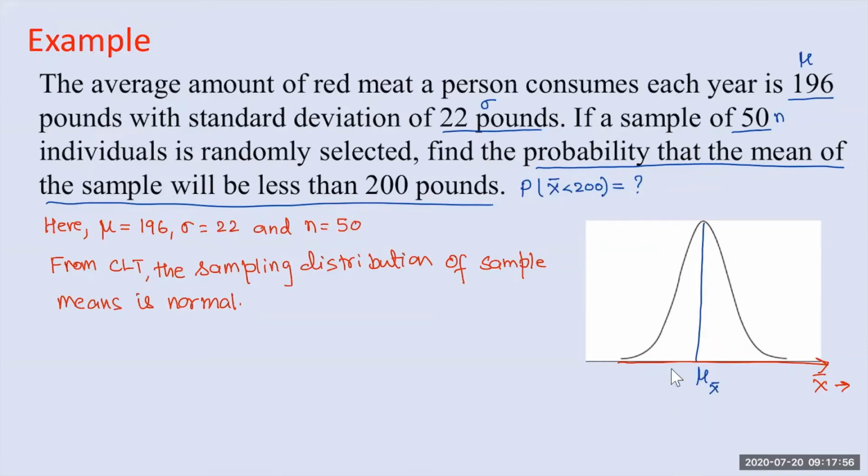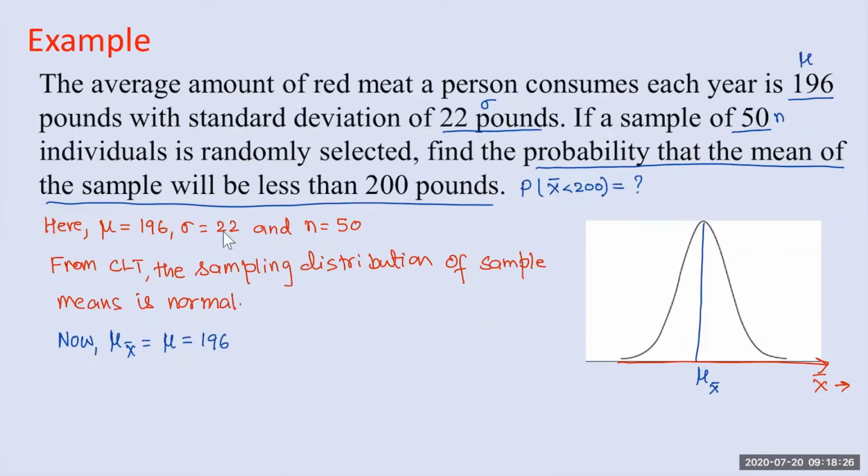Okay. So remember this is very important. The mean of the sampling distribution is always equal to the population mean. This is a formula. Mean of the sample mean is always equal to the population mean. And if you look at the population mean, it is 196. So this is equal to 196. That is something you need to know. Because in order to find the probability, we need the mean and we also need the standard deviation.